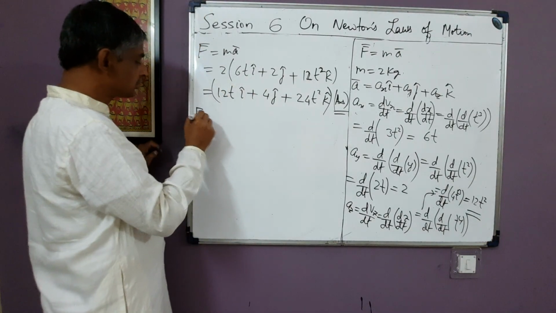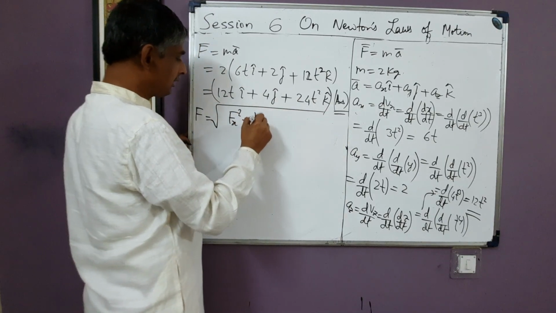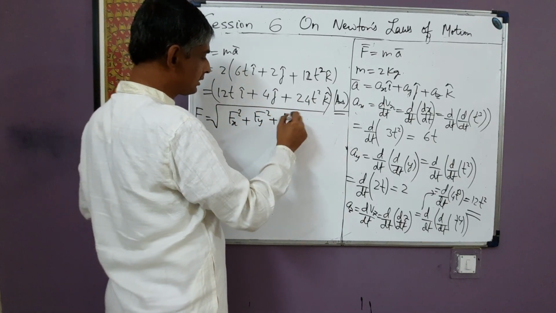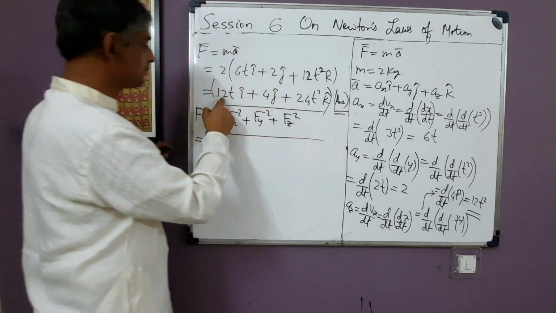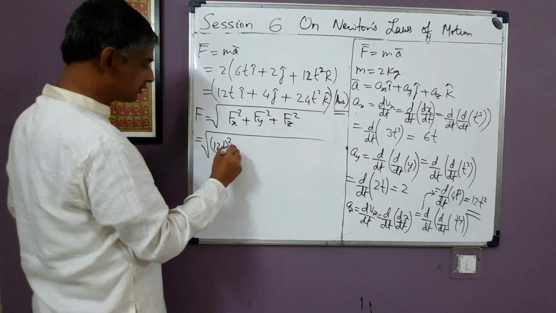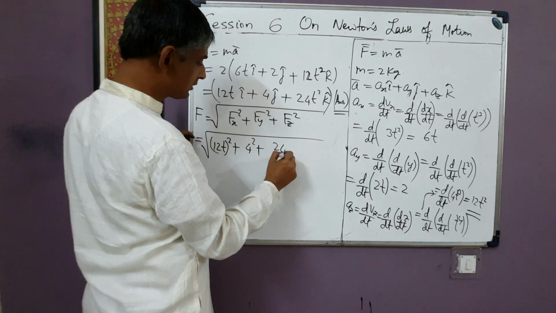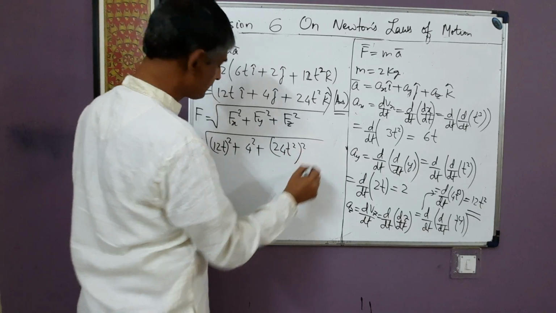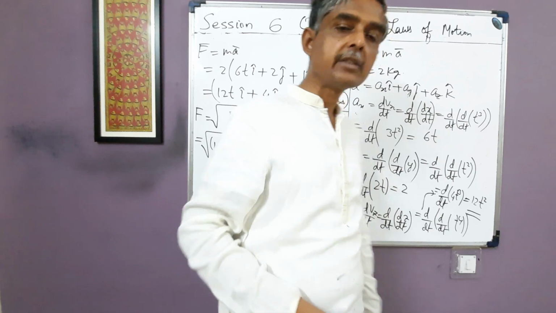Now the magnitude of force F at an arbitrary instant is simply, from the vector theory, Fx square plus Fy square plus Fz square. So this becomes root under Fx, which is 12t (this is the x component of force F), 12t whole square. Fy becomes 4, so 4 square. Fz becomes 24t square, whole square. So this is the magnitude of the resultant force on the particle at arbitrary instant t.